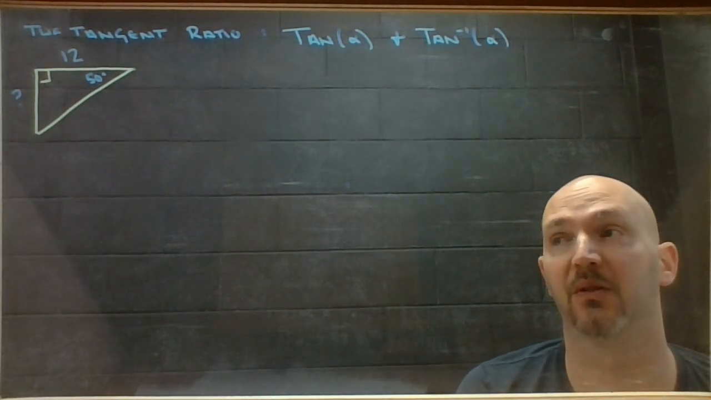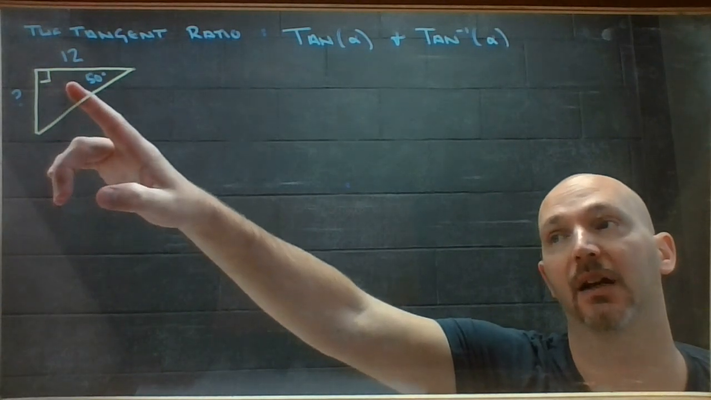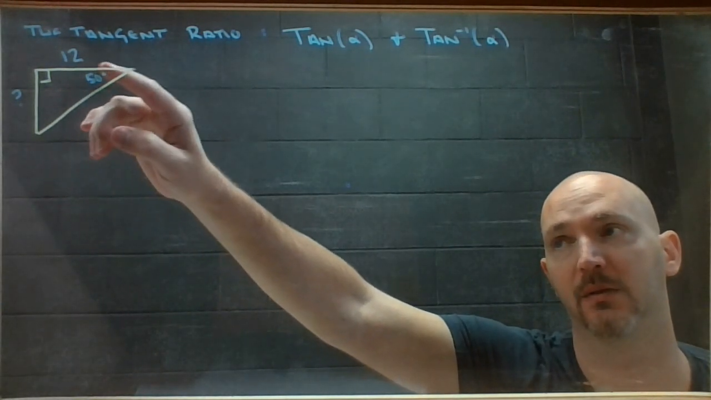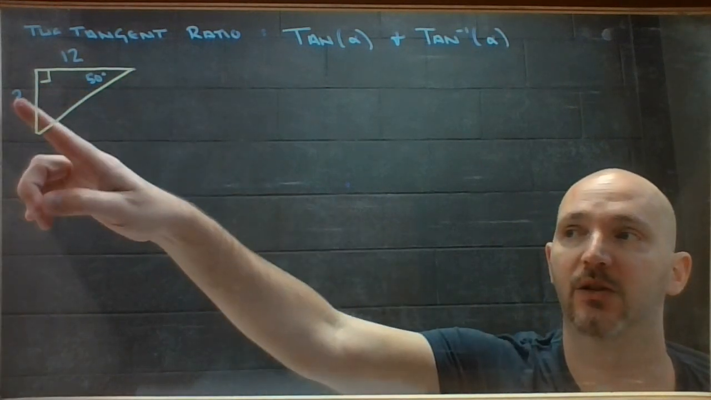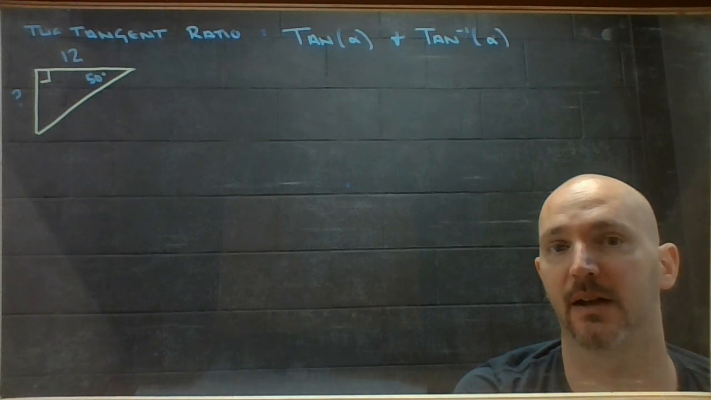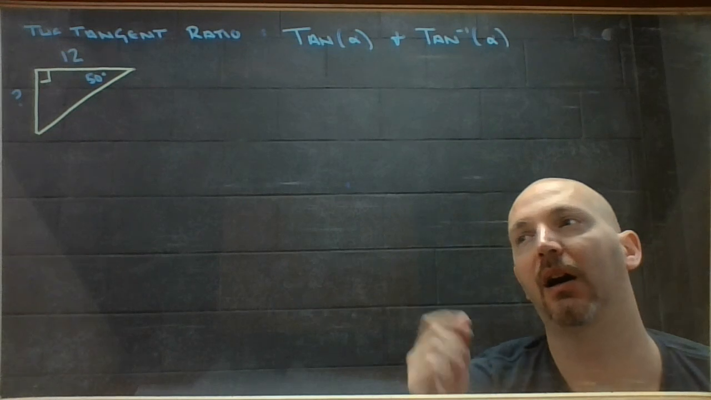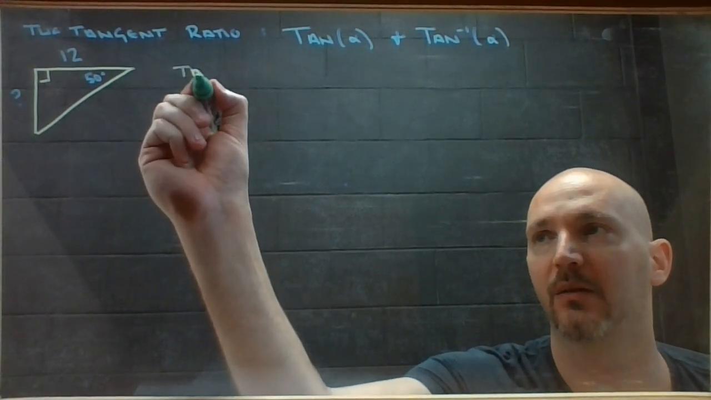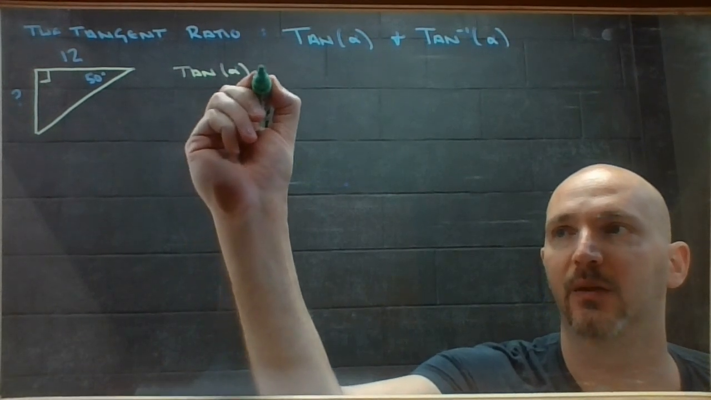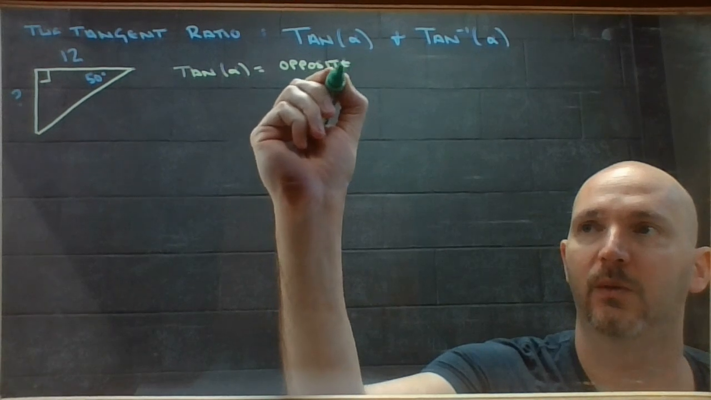In this particular triangle, I know one of the side lengths, and I know what angle the hypotenuse and this side make to one another, but I don't know how long that side is. So I can still do this with a tan ratio. So I'm going to start with that. Tan alpha is the opposite side over the adjacent side.